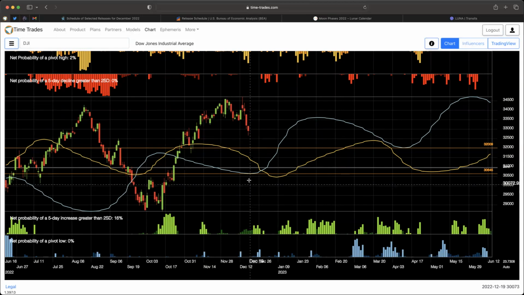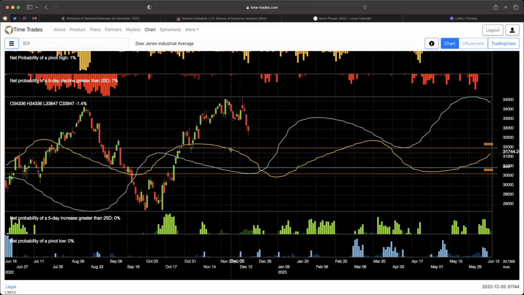So we've got the Mercury-Venus separation here, and that's light blue. We've got Mercury speed, which is yellow. Mercury-Venus separation is making a new low next week, okay? And typically these inflection points do identify changes in trend. But then we've got Mercury speed making a low the week of January 6th. So that indicates potential for another lower low.